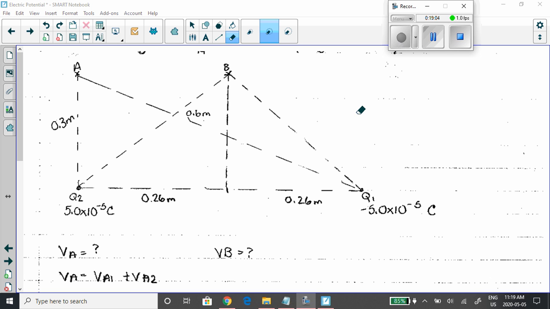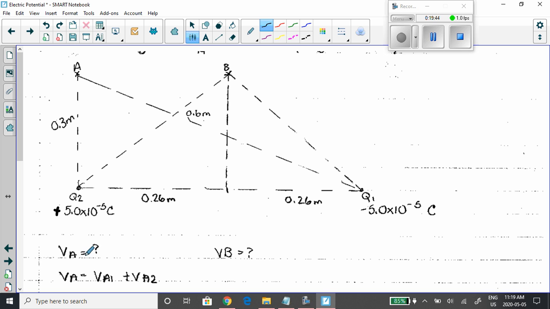Okay, well, let's try a voltage calculation. So let's say that right here is a positively charged particle. We'll call it Q2, positive 5.0 times 10 to the negative 5 coulombs. And then we go 0.26 meters away and another 0.26 meters away for a total of 0.52 meters, and we run into another charge. We'll call it charge Q1. The charge on this particle is negative 5.0 times 10 to the negative 5 coulombs. And what we're going to do is investigate what is the voltage right here at this point in space.